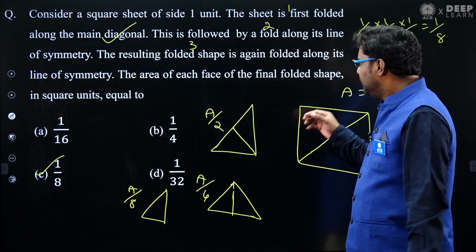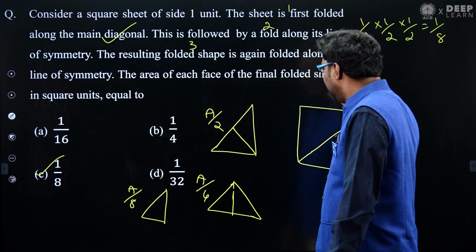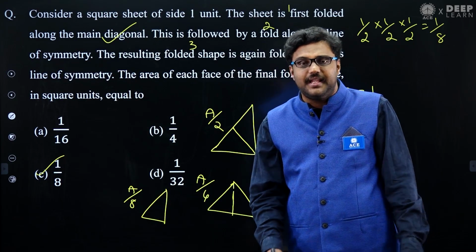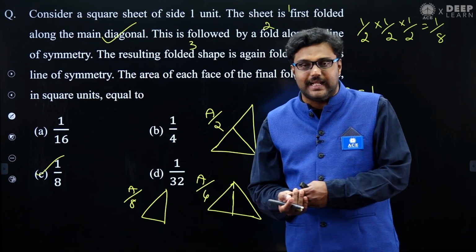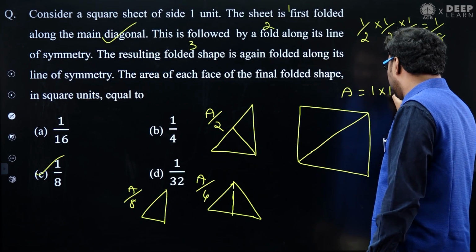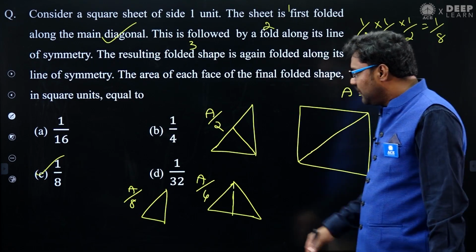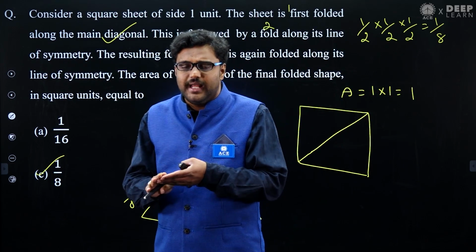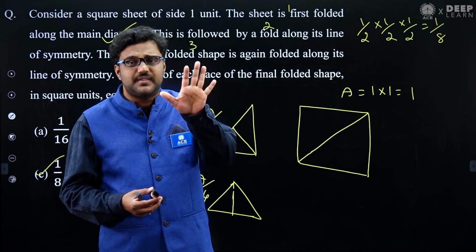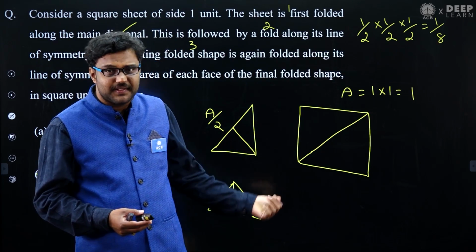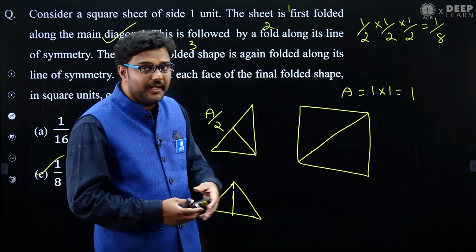That is the area of each face of the final folded shape. So the area of the final folded shape is actually 1 by 8. The value of A is 1 because the sides are 1. The area of this is actually 1. Using that, we are dividing half, half, half and half. Each time when you fold, it becomes half. If you perform this 5 times, it will become 1 by 32. 4 times means 1 by 16. Like that we have to go, my dear friends. Got it?